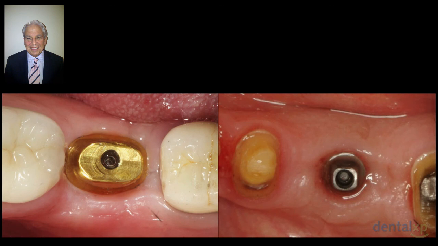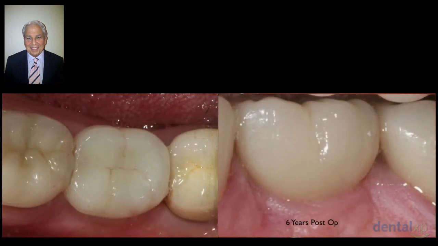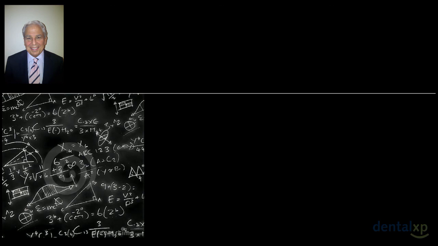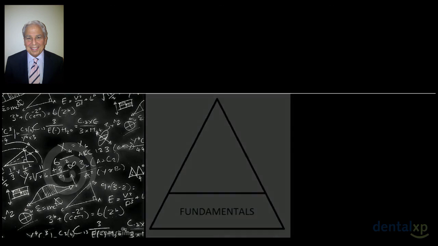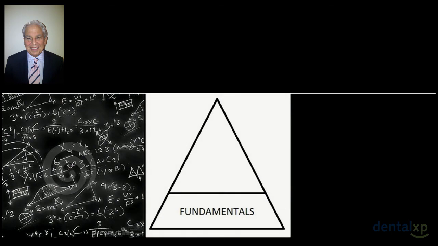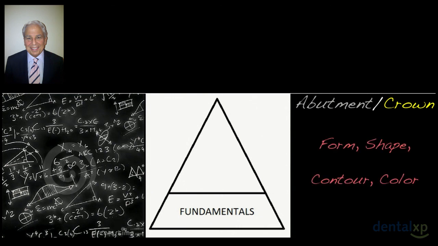The same with the posterior. Beautiful anatomic abutments, or you can use some preformed abutments that are a little bit less. You're still going to get the same result. In my eyes, it does not matter whatsoever. No matter how complicated the situation is, I just try to bring it back to the fundamentals. And the fundamentals that we're dealing with in shaping the tissue are the abutment and the crown, with the form, the shape, the contour, and the color of both.